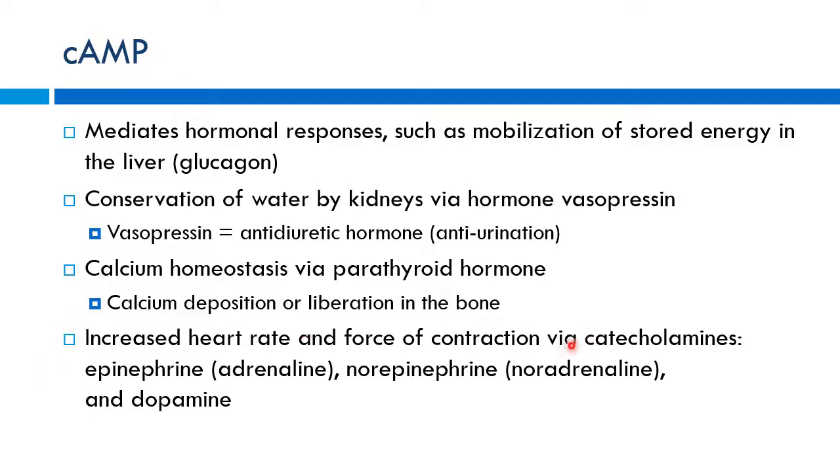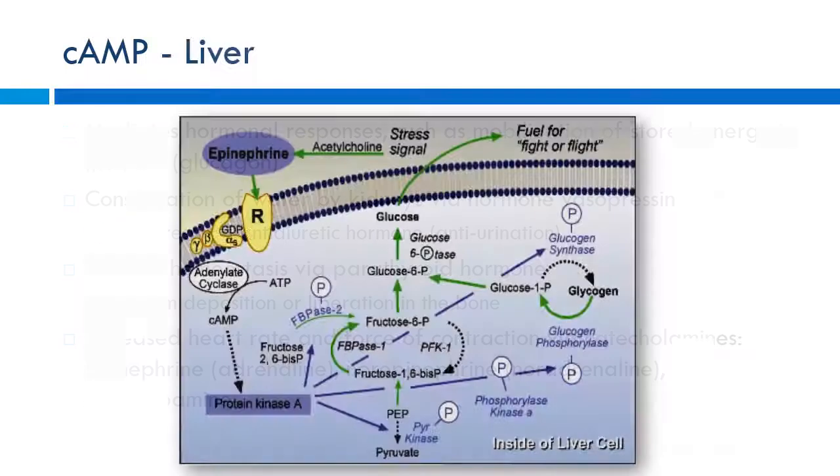And then we mentioned catecholamines, things like epinephrine, norepinephrine. When we talk about catecholamines, that's what I'm referring to. Things that increase heart rate, blood pressure. They also work through this pathway. So a lot of different hormones are using cyclic AMP as their secondary messenger of choice. Again, just to show you an example of what this might look like.